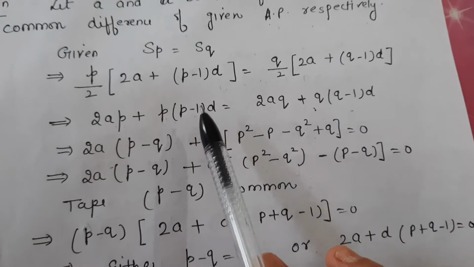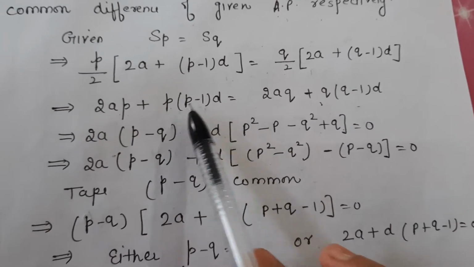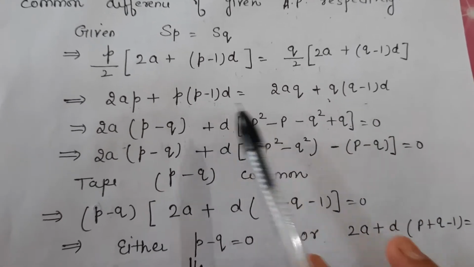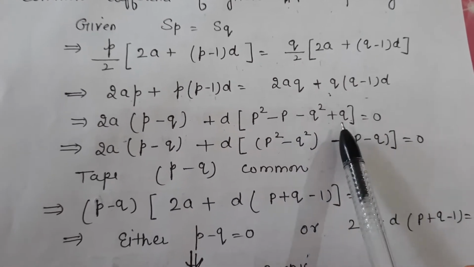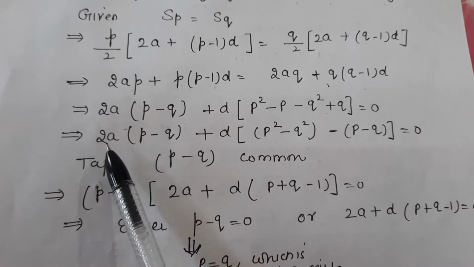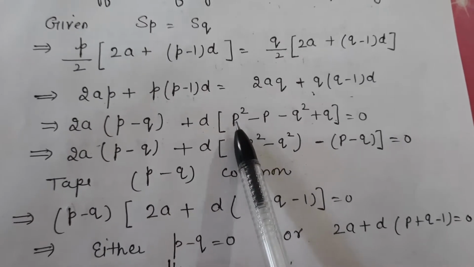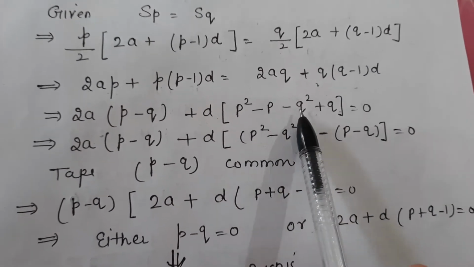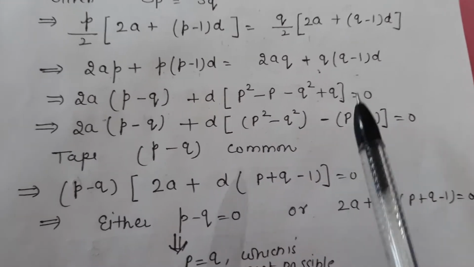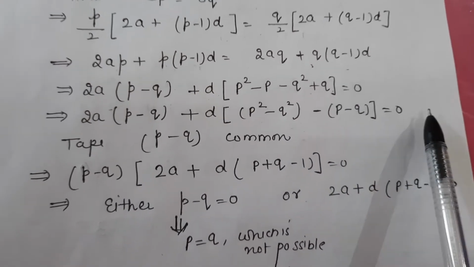First you shift this term to the left hand side and then take D common. You will have P into P, that is P square minus P, and here the sign will change, so you'll get minus Q square plus Q. This is equal to 0. Further, this can be written as 2A into P minus Q plus D times, here I have combined these two terms, P square minus Q square. Take negative common here, so you have minus times P minus Q. This is equal to 0.